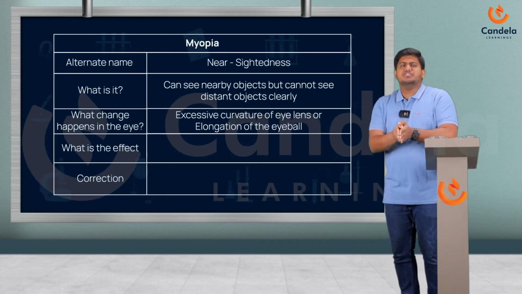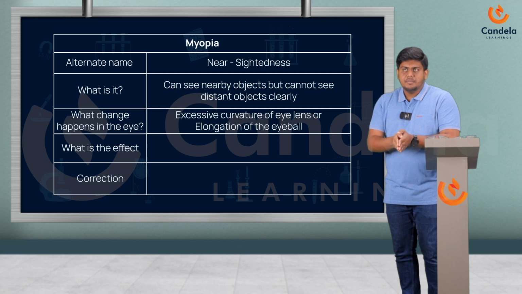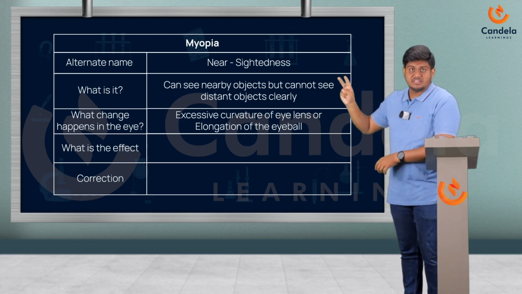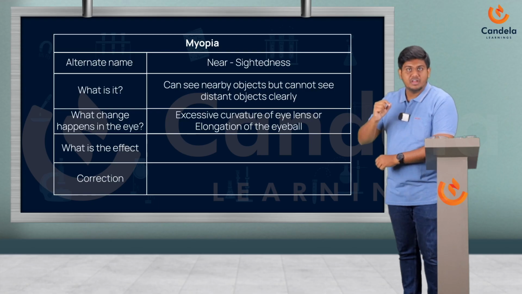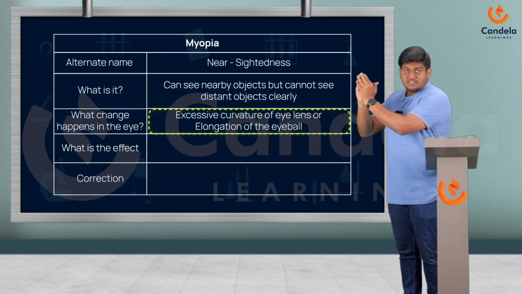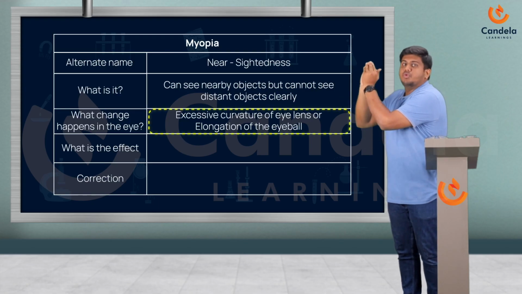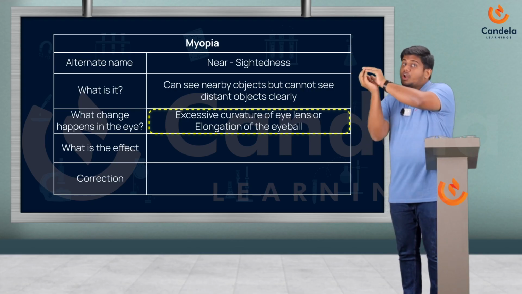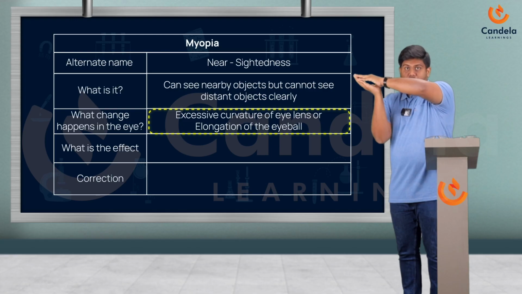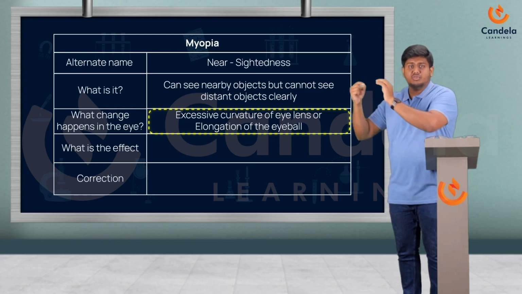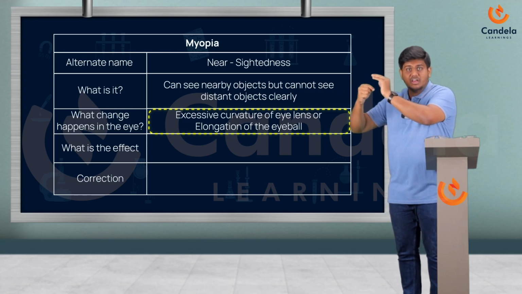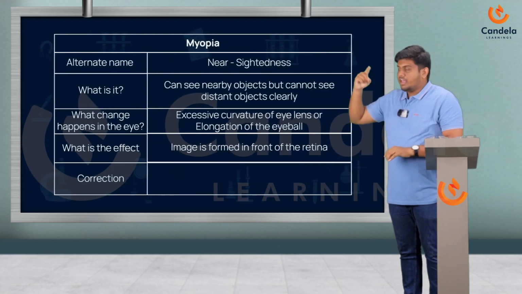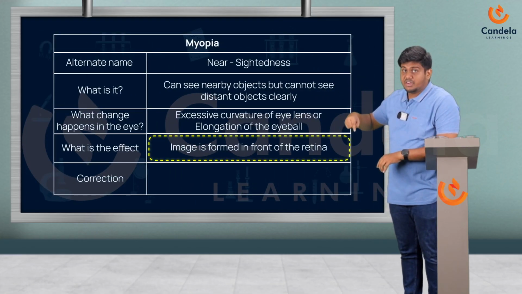An obvious question you will ask now is, but sir, why does it happen? There are mainly two reasons this could happen. The first one, the curvature of the eye lens is increasing, or it becomes more thick. The other problem is your eyeball is elongated, and the image which used to be formed on the retina is forming in front of the retina. So the effect is the image formed in front of the retina.